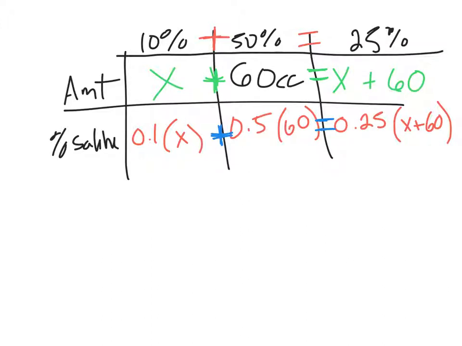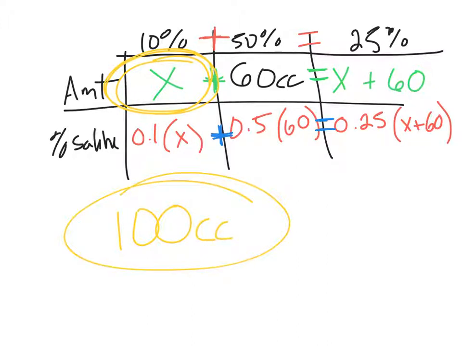Back to our table, remember we were just solving for how much solution was needed of that 10% solution to be added to the 60, and the answer for that was just 100 cc's. That's what we're looking for.